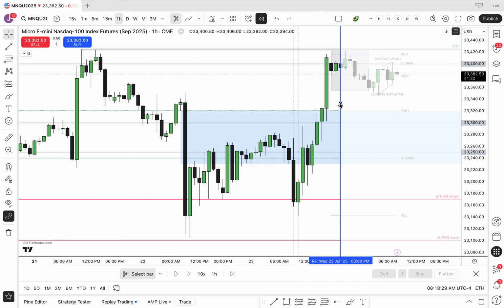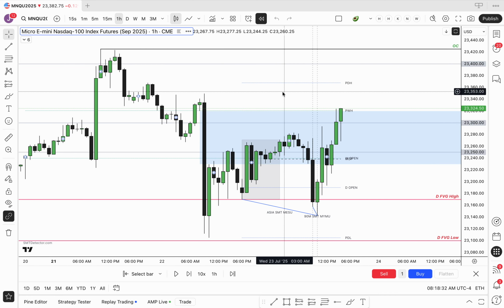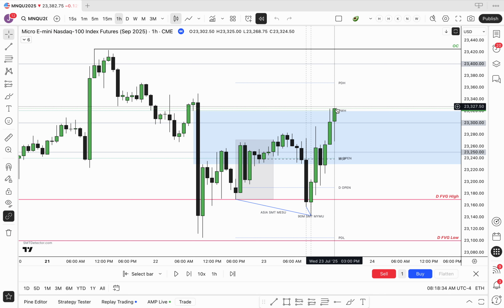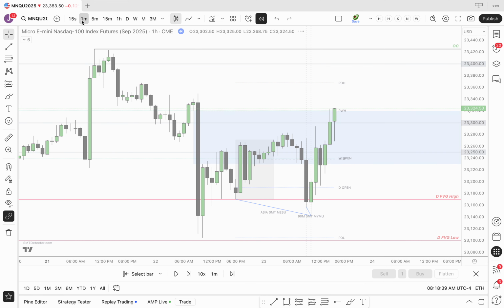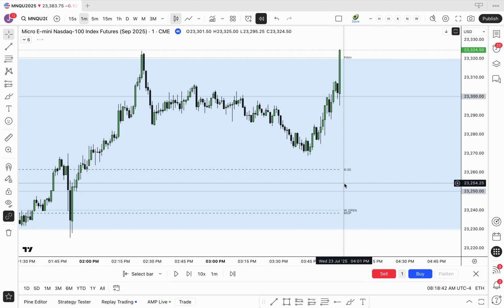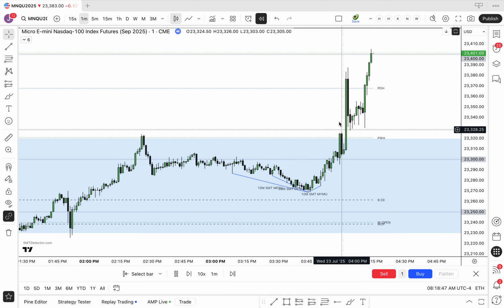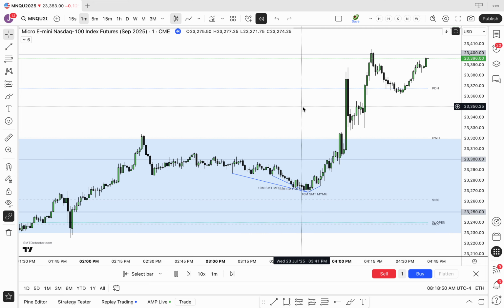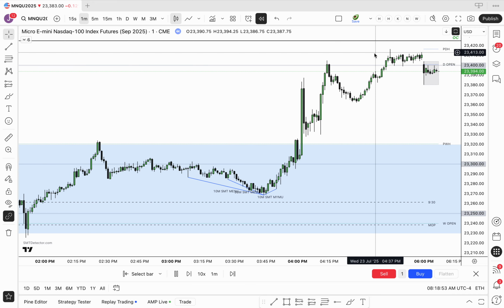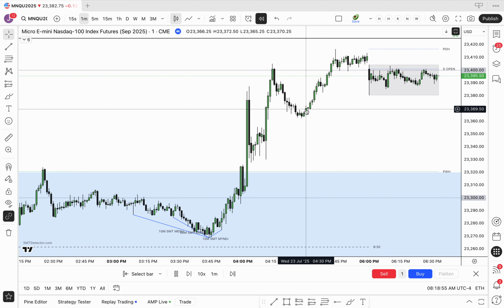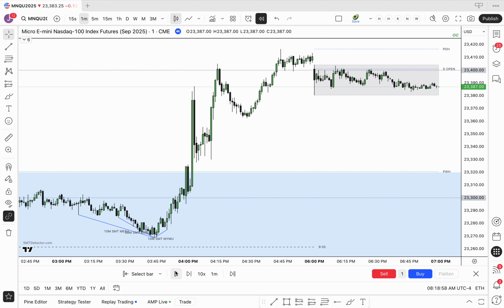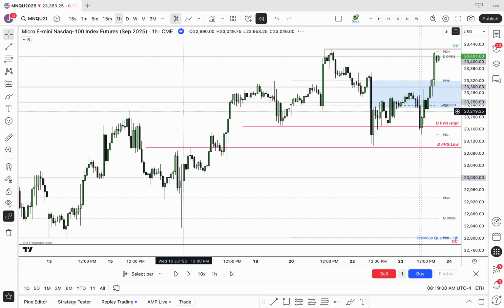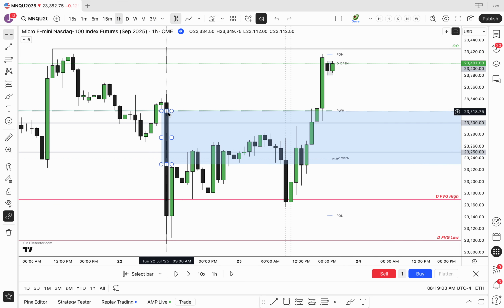You know what I mean? Once we invert that, that becomes your POI. And then what happens is, obviously it's end of the day, but price comes back into it, tests it, and then we can go long. But there was a market maker model down in here you could have taken long as well. And so that's really how you determine your POI.